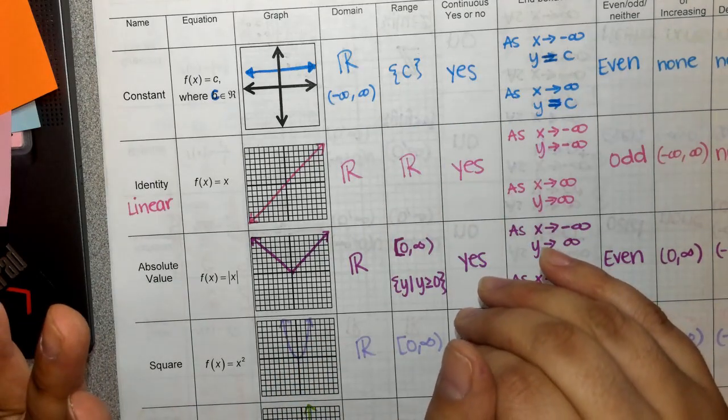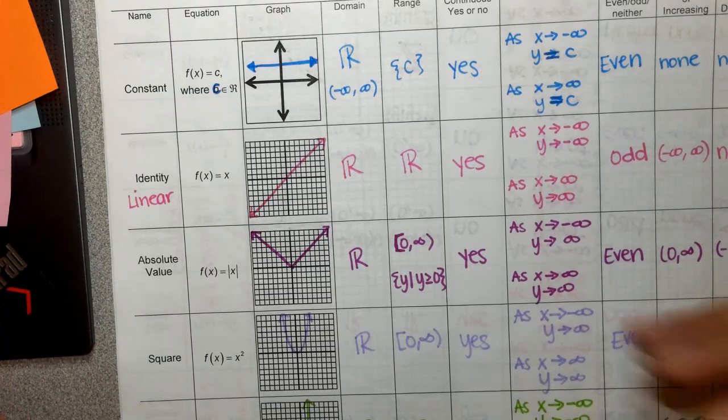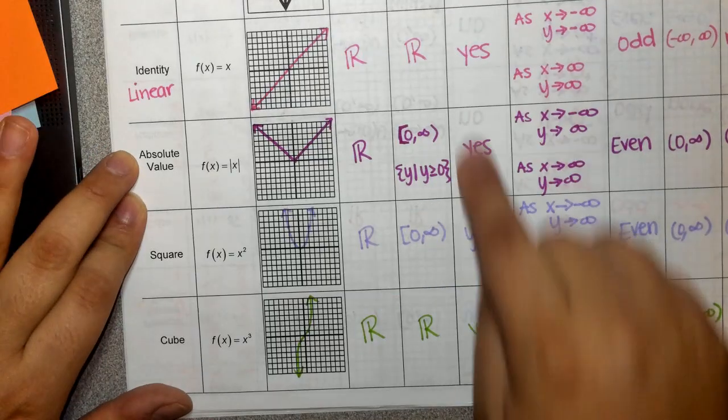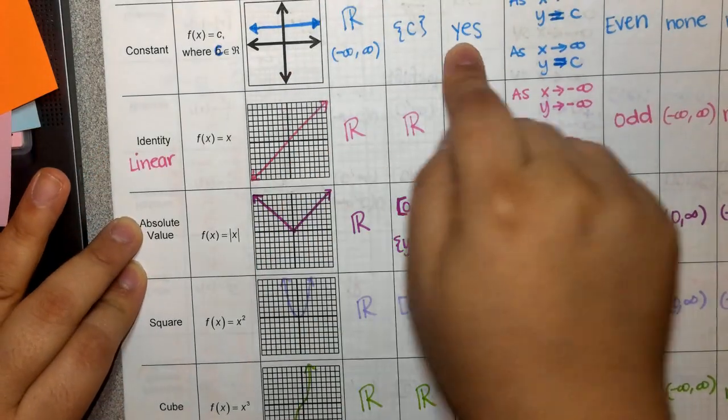Yes? Okay, continuous. What does it mean to be continuous? You don't pick up your pencil. It does not mean that it goes on forever. Things can go on forever and not be continuous. Continuous is there's no break in your graph. So all of these are continuous because I can draw all of them without picking up my pencil.